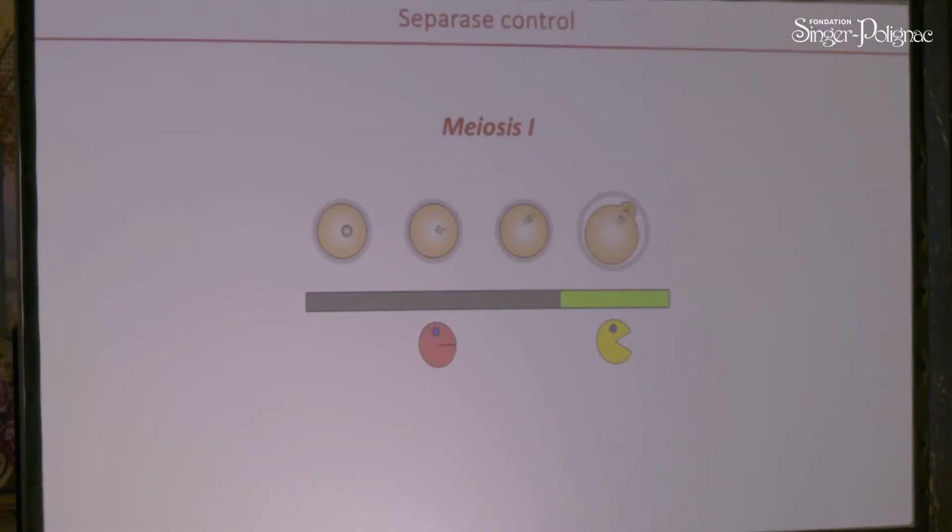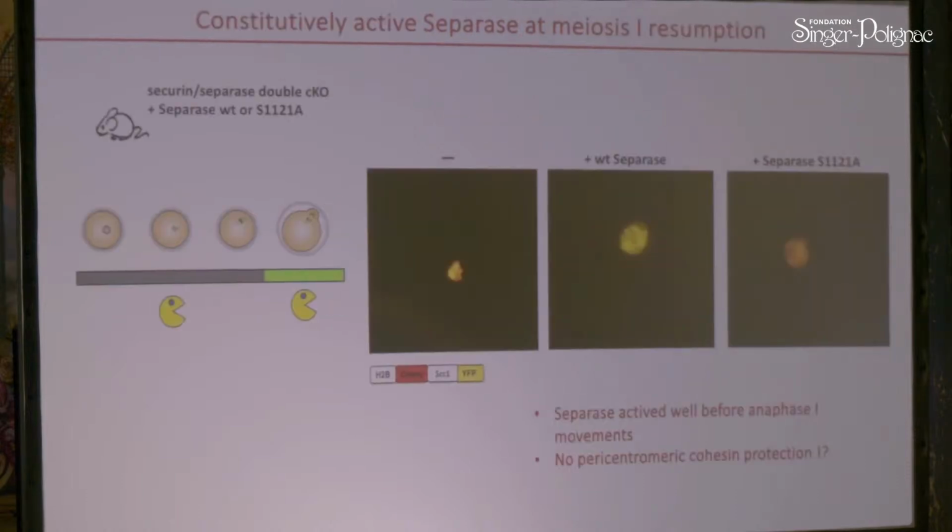Now in meiosis I, what is happening if we put active separase here? So we have this condition here, and now we have separase in the double knockout oocytes that is active. If we have just the double knockout oocytes, nothing is happening because we don't have any separase, so there's no change of color and chromosomes remain aligned. Now if we introduce wild-type separase, you can see chromosomes move around, they align, and then you have a separation with the change of color.